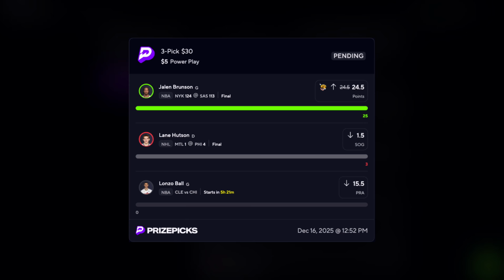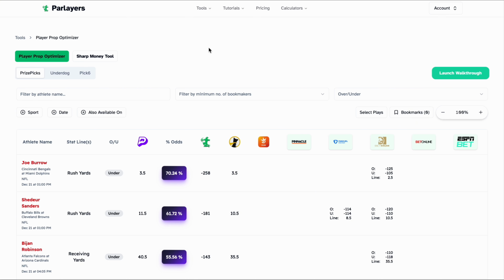We're just gonna jump right into the tools. I'm recording a bit later today. Hopefully, there's gonna be some value on the tools, as always, using the player prop optimizer from Parlayers and the Sharp Money tool also from Parlayers. So the optimizer compares the Prizepicks lines back to the major books and other apps like Prizepicks to see where we're getting the best discrepancies at.